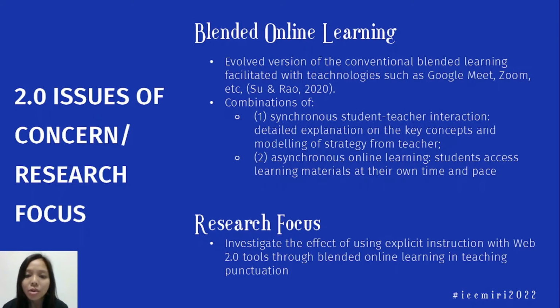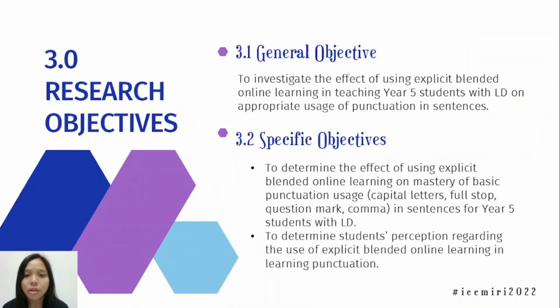And for the asynchronous online lesson, students will have their own free time to access the learning materials at their own time and pace. So the research focus for this study is to investigate the effect of using explicit instruction with Web 2 tools through blended online learning in teaching punctuation. The general objective is to investigate the effect of using explicit blended online learning in teaching Year 5 students with learning disabilities on appropriate usage of punctuation in sentences.